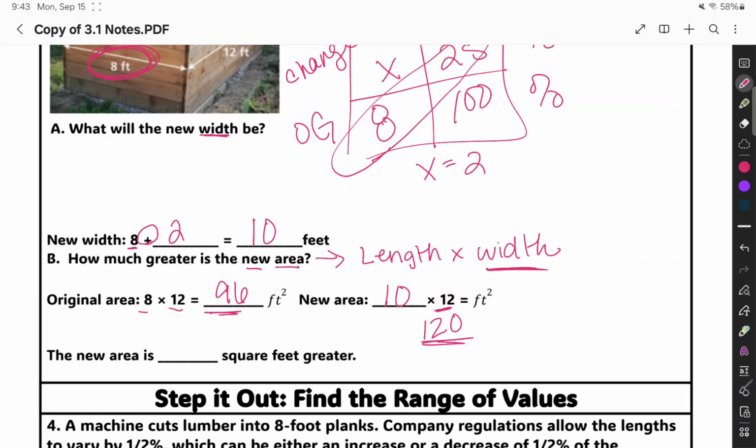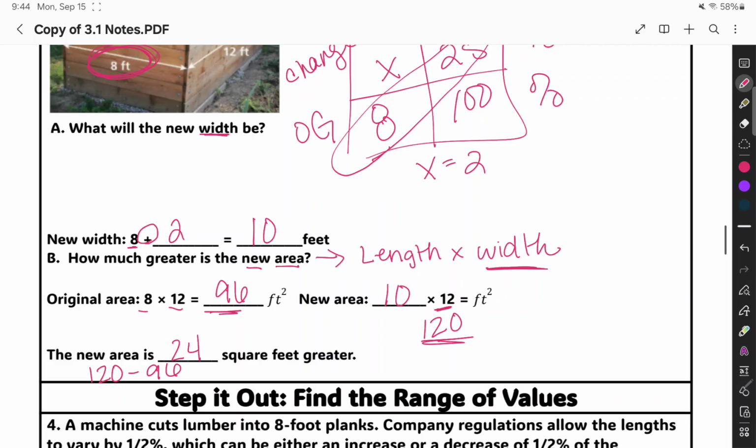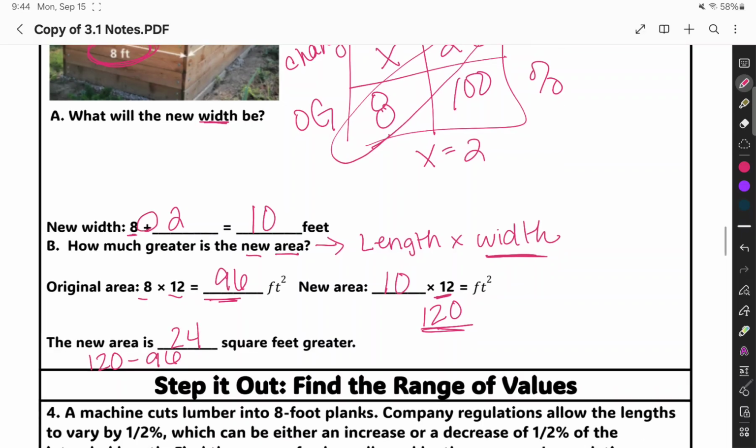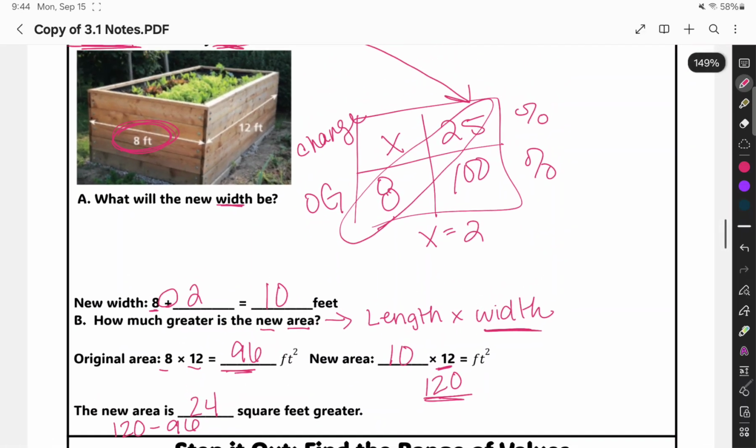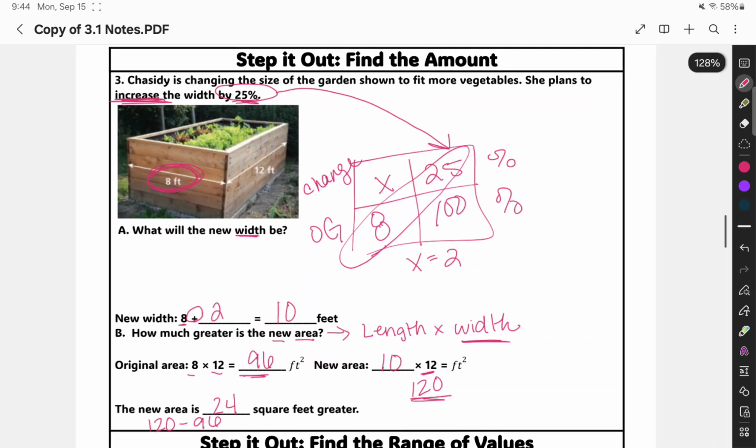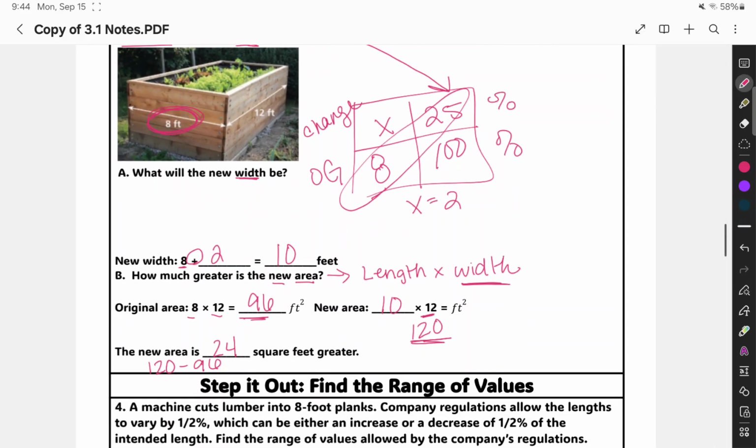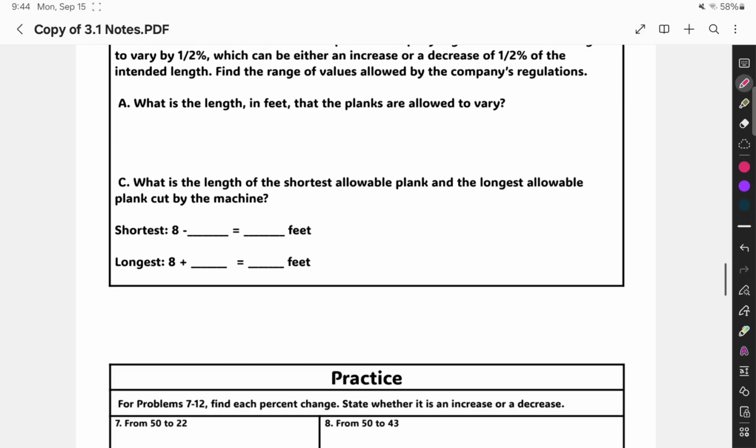So another way to figure out how much greater is to simply subtract 120 minus 96, which should give me roughly 24 square feet greater. So at face value it looks kind of scary, but that box really does help us.